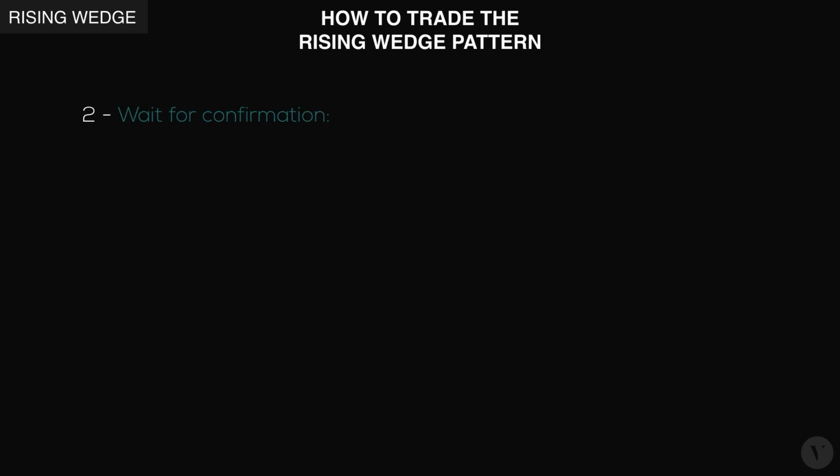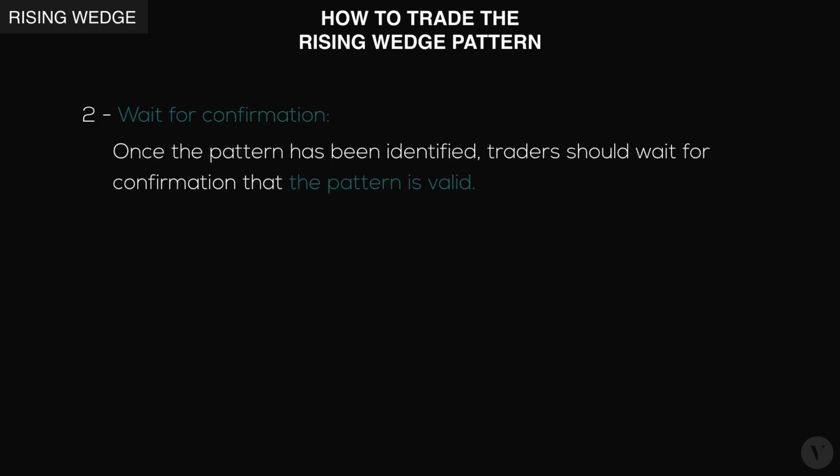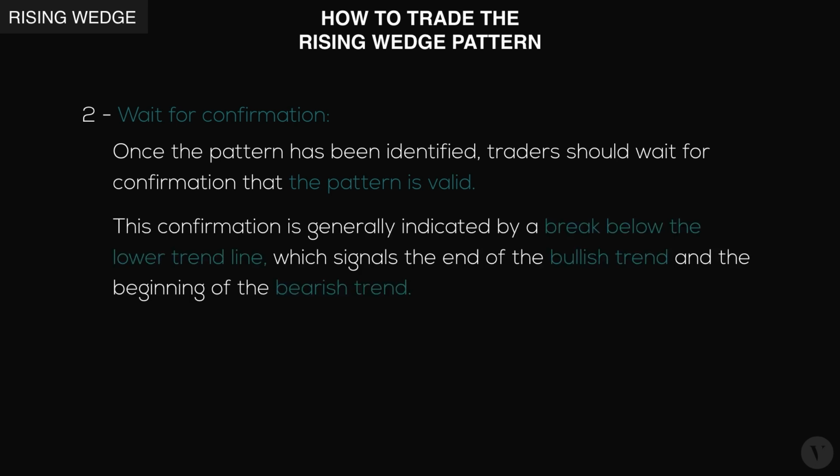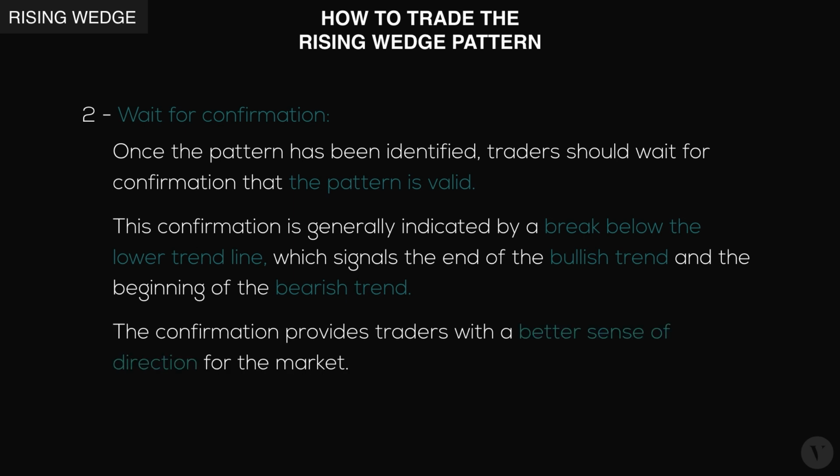2. Wait for confirmation. Once the pattern has been identified, traders should wait for confirmation that the pattern is valid. This confirmation is generally indicated by a break below the lower trend line, which signals the end of the bullish trend and the beginning of the bearish trend. The confirmation provides traders with a better sense of direction for the market.